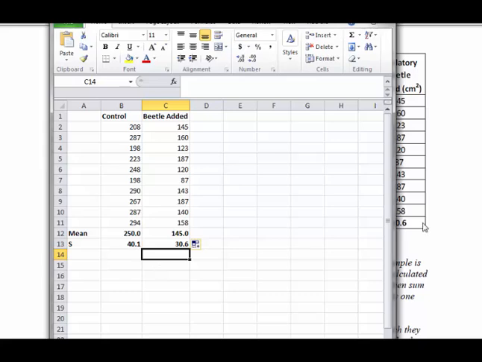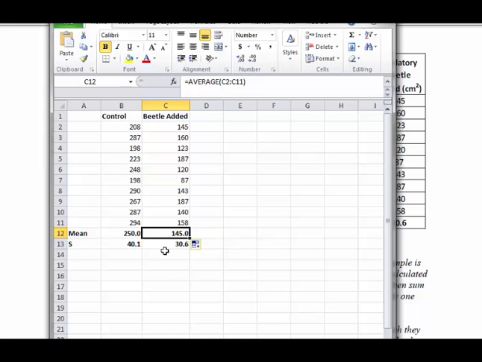So here's what we're always kind of trying to determine when we do experiments. We want to know, if you were to do this experiment and you looked at your numbers and you said, okay, I have a mean of 250 and I have a mean of 145, are those numbers different?